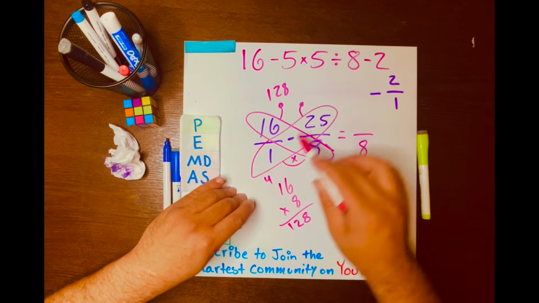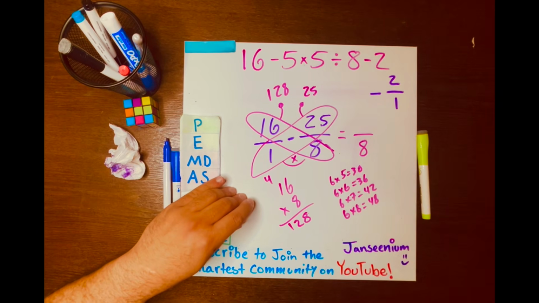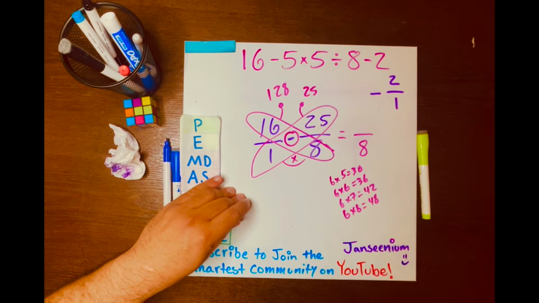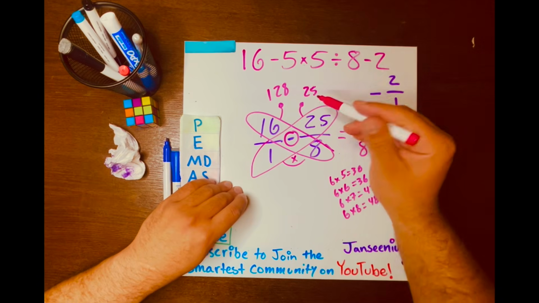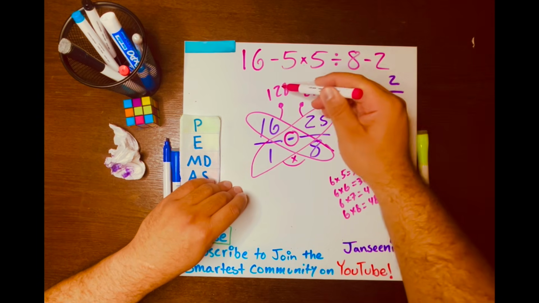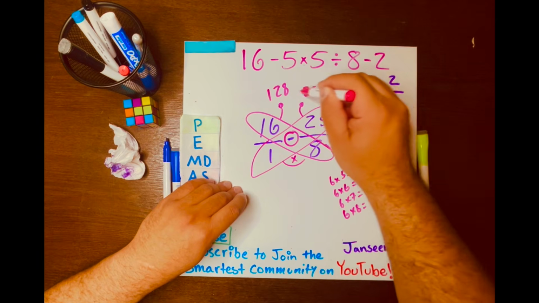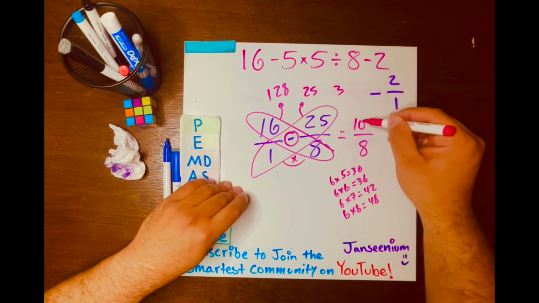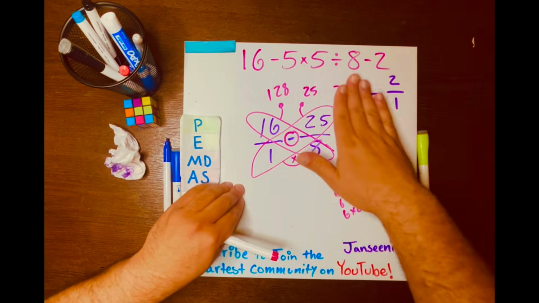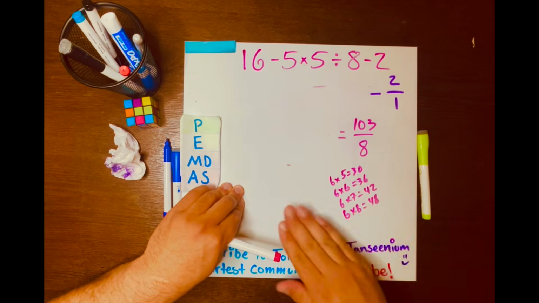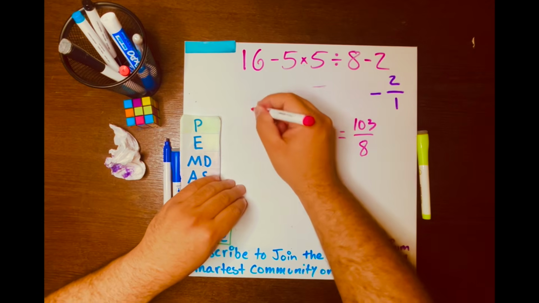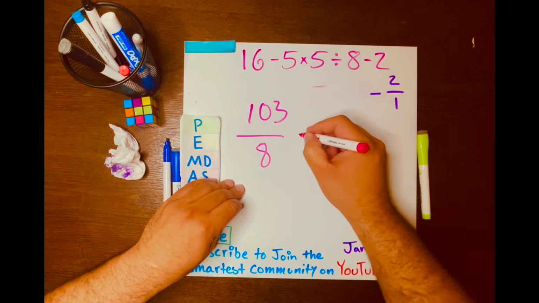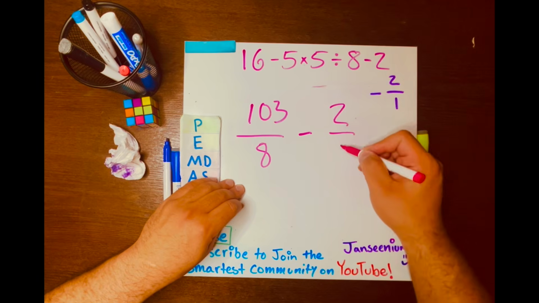Now let's figure out, that's easy. 1 times 25 is 25. There you go. So now I subtract these two numbers, and that's easy. So you got 128 minus 25. That leaves you with 103. Easy. Next, I'll erase all this and write 103 over 8, minus 2 over 1.